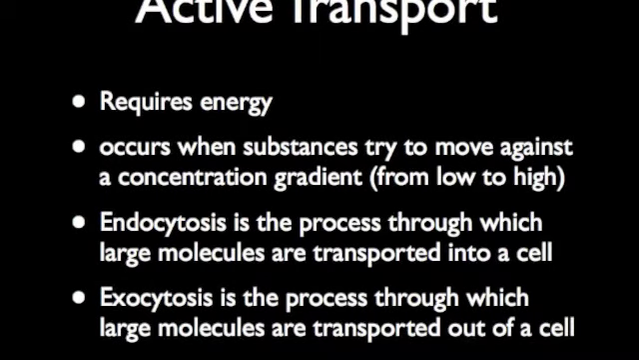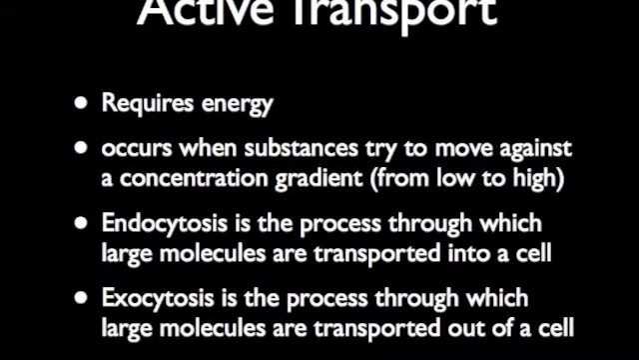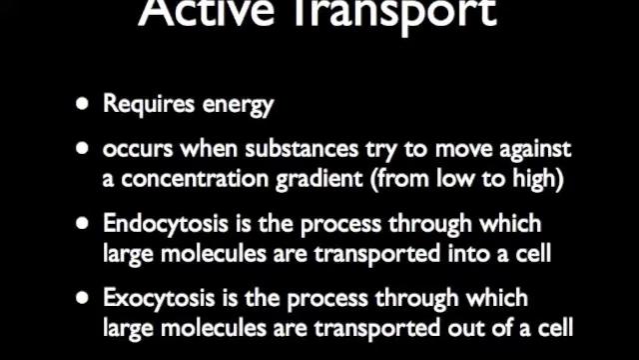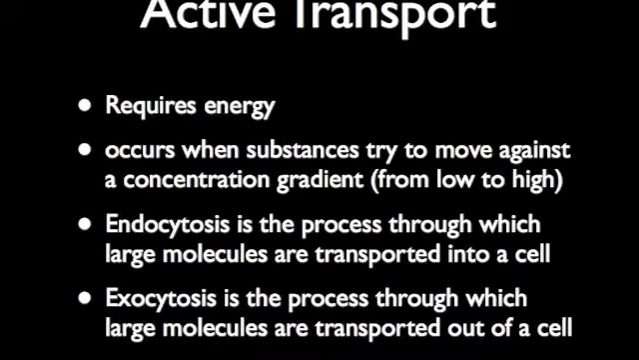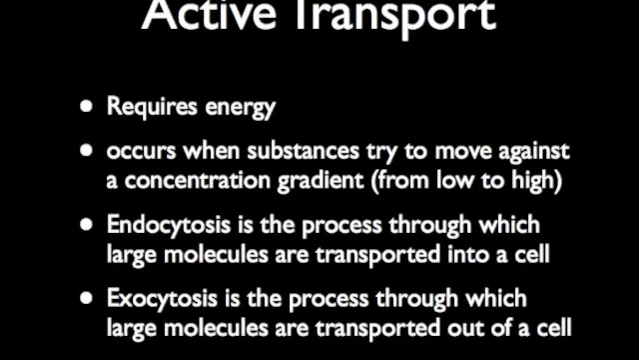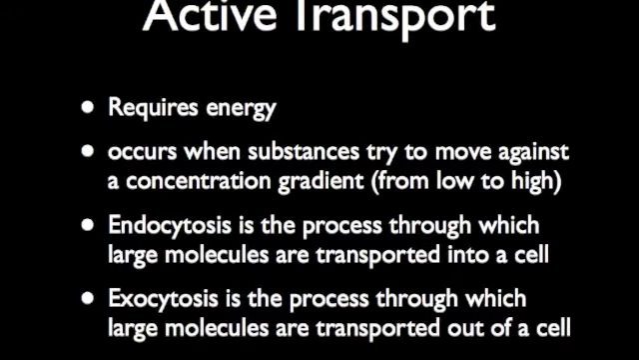Endocytosis is a process through which large molecules are transported into a cell. During endocytosis, the cell membrane surrounds a molecule and forms a vesicle. The vesicle then pinches off of the cell membrane, so its contents can be released inside of the cell. Exocytosis is a process through which large molecules are transported out of the cell. During exocytosis, a molecule is packaged into a vesicle. Then the vesicle fuses with the cell membrane and expels its contents outside of the cell.